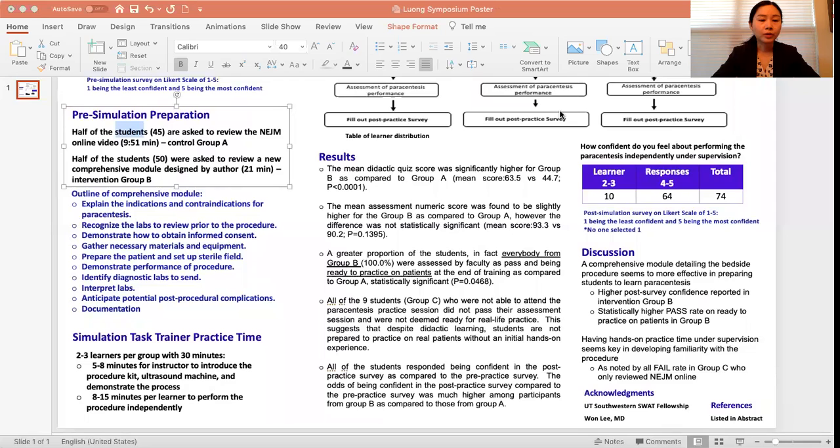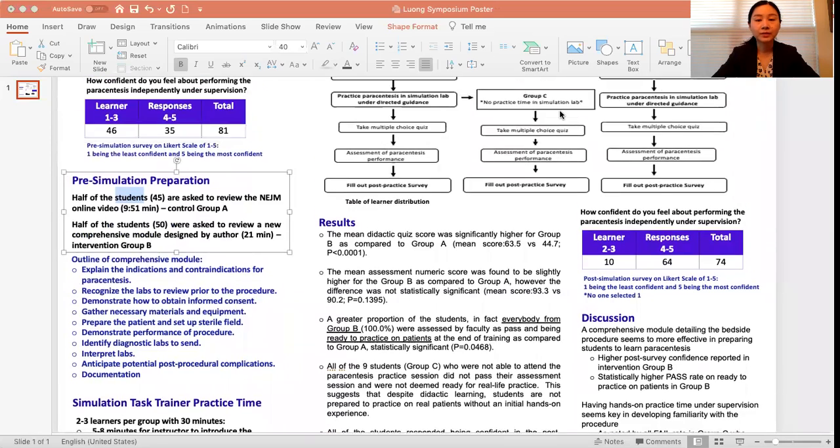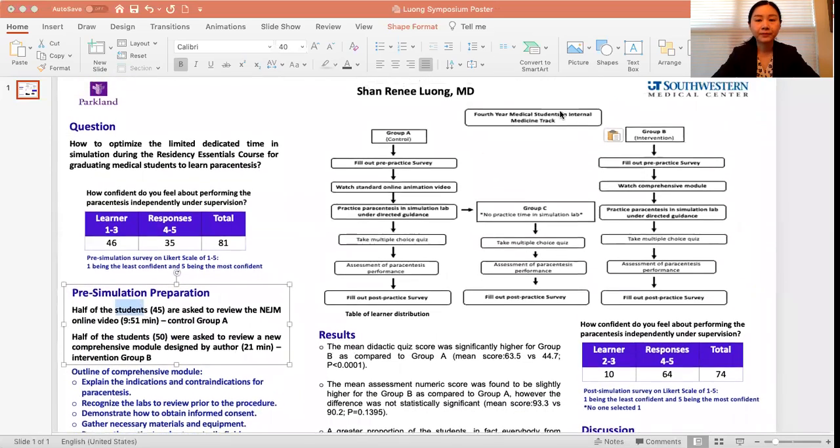The learners were divided into groups of 2 to 3, and they had around 30 minutes to learn paracentesis. There was one instructor per group to initially introduce the kit, the ultrasound machine, as well as demonstrate the process. Afterwards, the students had roughly 8 to 15 minutes of time to practice the procedure independently.